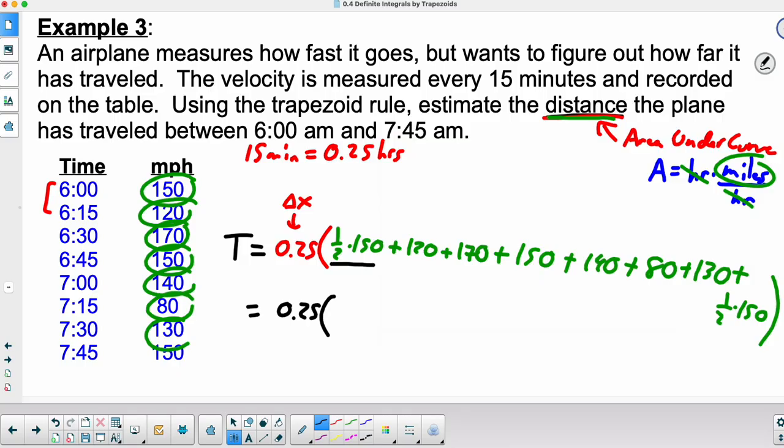But if I add up these things, half of the last one, half of 150, 75, I think I get an answer of, I don't know, did I do this? Sorry. I did this at one time. I think you should add all these up. Try it. We should get 940. So what's 0.25 of 940? I'm finding my distance, which is the area under my curve, to be roughly 235 miles.